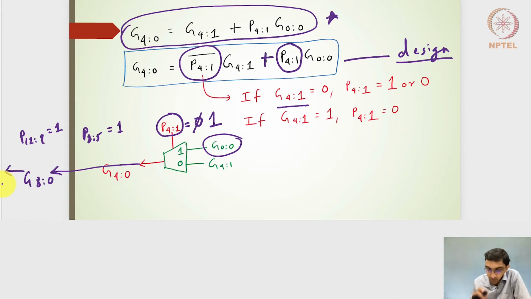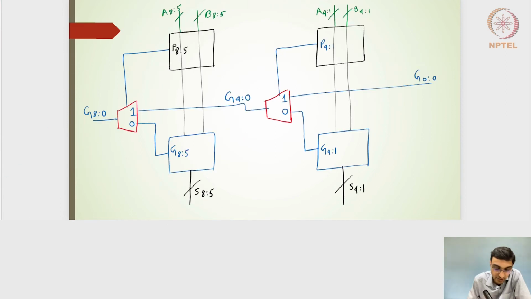So the moment P4 is to 1, P8 is to 5, P12 is to 9 are 1, it can actually skip generating the G4 is to 1. It will directly take the output from G0 is to 0. This will go as 8 is to 0. This will go as 12 is to 0. So it can actually skip generating the intermediate generate signals because of the multiplexers. And that's why it is called the carry skip adder.